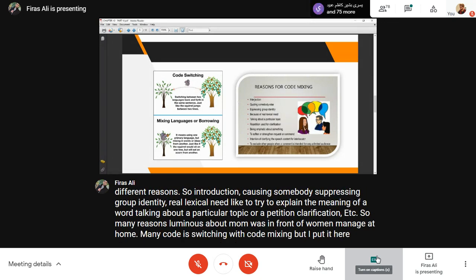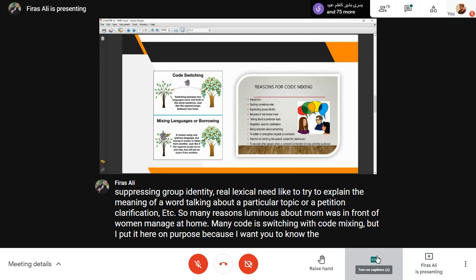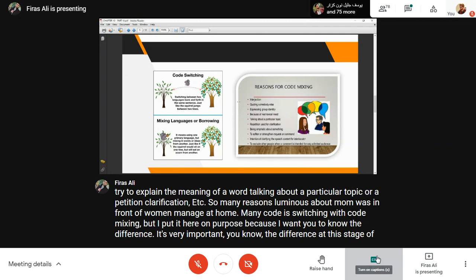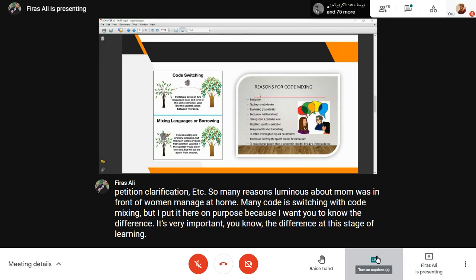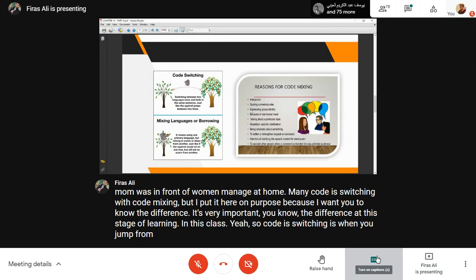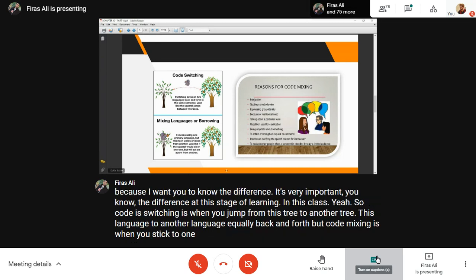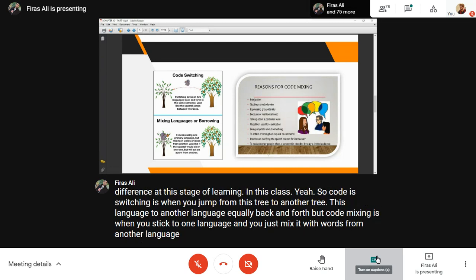on purpose because I want you to know the difference. It's very important to know the difference at this stage of learning in this class. Yeah. So code switching is when you jump from this tree to another tree, this language to another language, equally back and forth. But code mixing is when you stick to one language and you just mix it with words from another language every now and then. Only when you feel that you need to mix it with words.